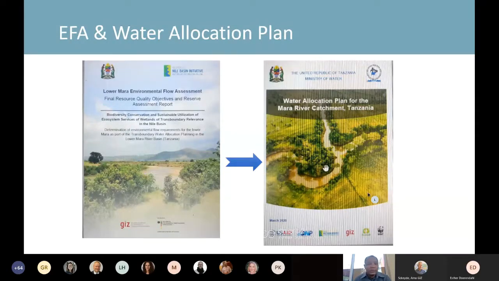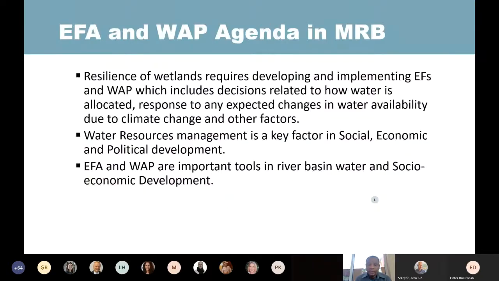So to conclude, the environmental flow interlinked with the water allocation plan infers the ecosystem-based adaptation linkage with the integrated water resources management. And in this case, the resilience of wetlands and of course rivers and basins requires development and implementation of the environmental flows and the water allocation plans, which include decisions related to how water is allocated, and of course the responses expected in the changes of water availability due to an array of factors including climate change.